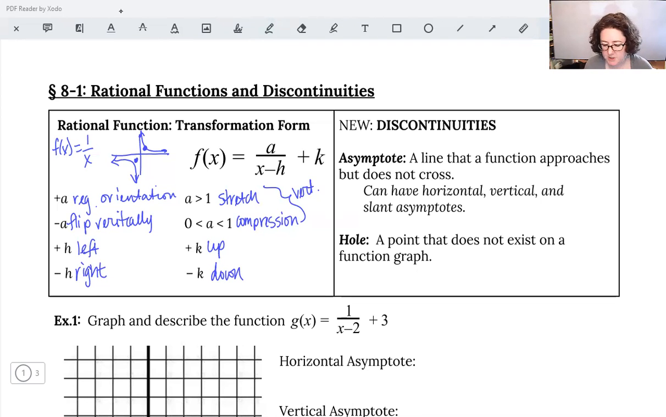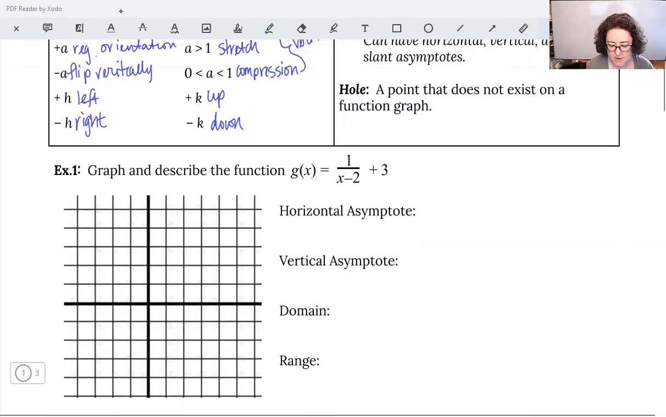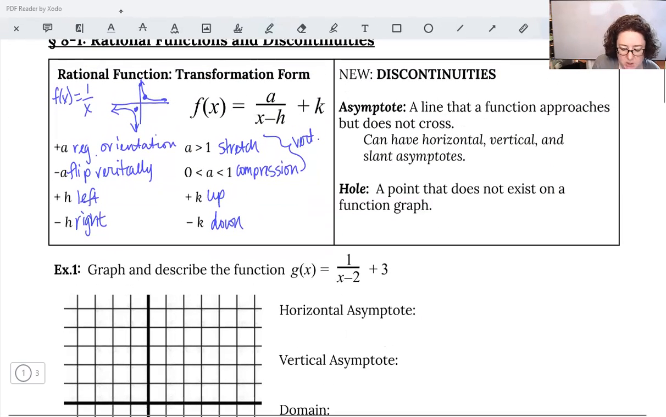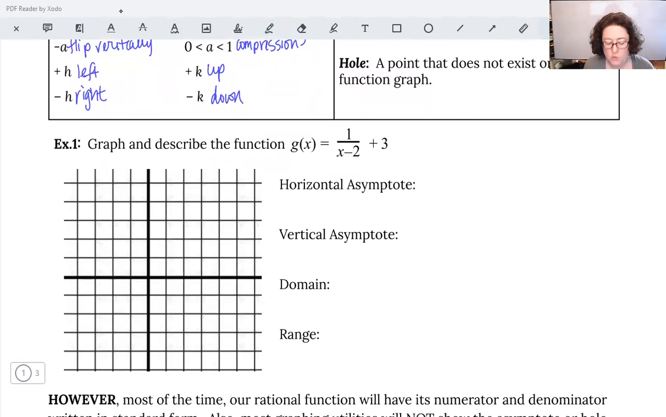So let's look at example 1 first. So here we go. Example 1, we're going to graph and describe the function g of x equals 1 over x minus 2 plus 3. So again, I want to keep in the back of my brain, my points usually are at 1, 1 and -1, -1. So with this, our horizontal asymptote, again, that was the imaginary line that we don't usually cross, aka in our general parent function, that's the x-axis.